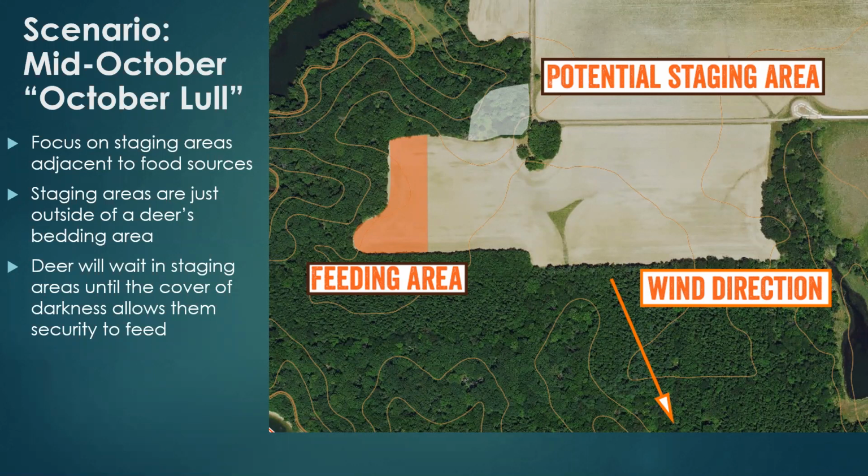That's a great tip. So now as we transition through October, we hit what a lot of people call the October lull. This is that weird stage between early season, when deer aren't pressured and really don't know what's going on, and pre-rut and rut. A lot of people will call this the October lull, and that's when you start seeing things. We have a question from Dan.